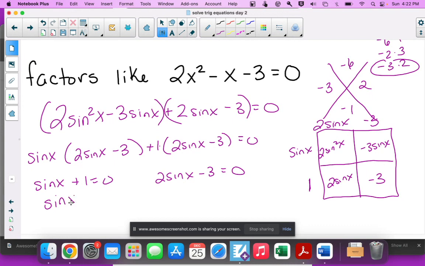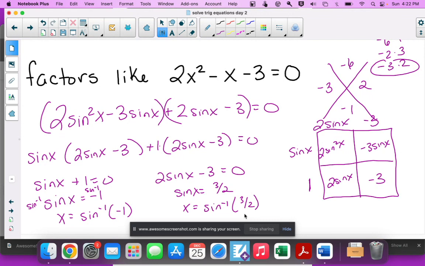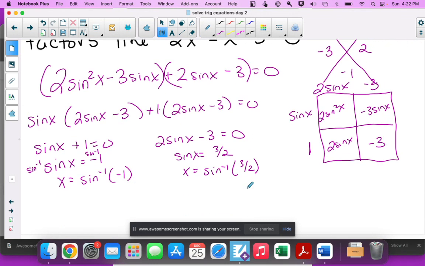You get sine x equals -1. Do the sine inverse, and that means that x is equal to the sine inverse of -1 this time. And here, add 3, divide by 2. You get sine x is equal to 3/2, which means x is equal to the sine inverse of 3/2. Okay, so very, very similar to the last problem.